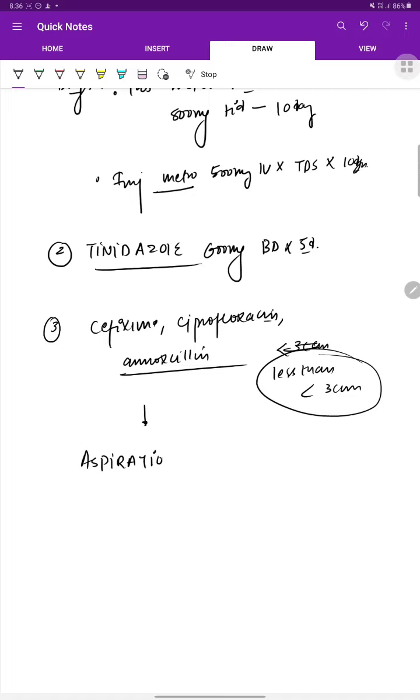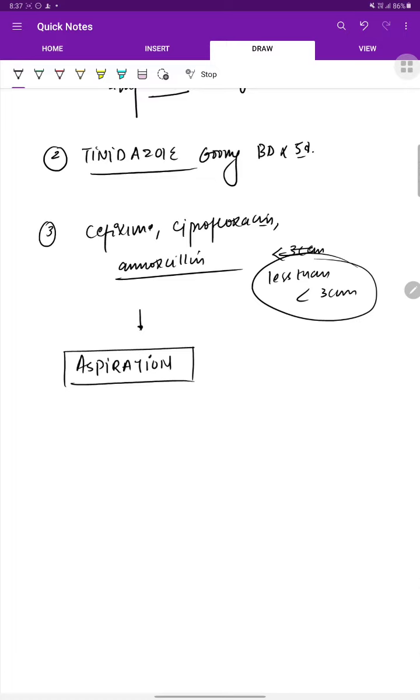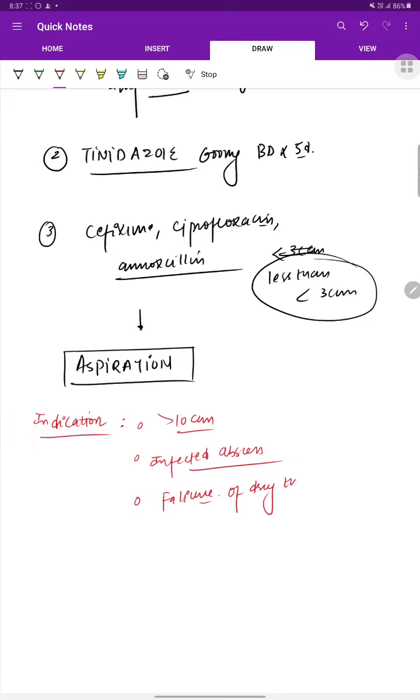Now the second step we go for is aspiration of the abscess. Indication of aspiration: when will we go for aspiration? Not every patient is a candidate for aspiration. Number one, if the abscess size is more than 10 centimeter. Second, an infected abscess, with secondary infection other than amoeba. And failure of drug therapy. For 10 days we try these drugs.